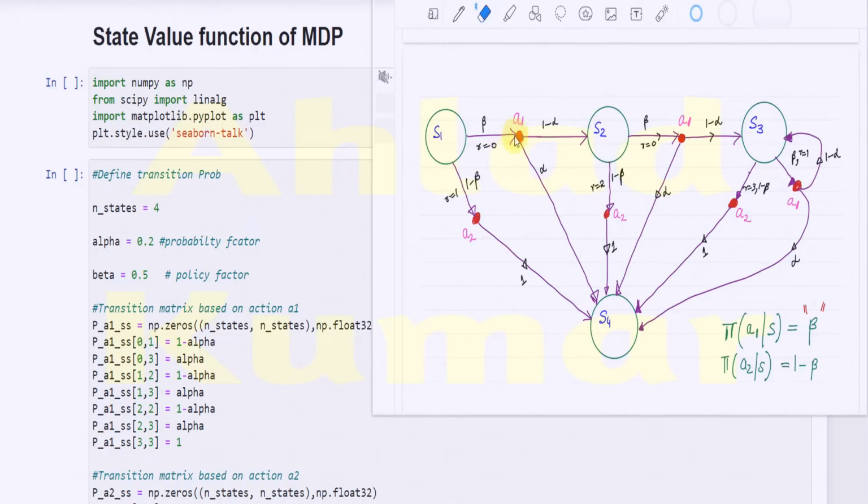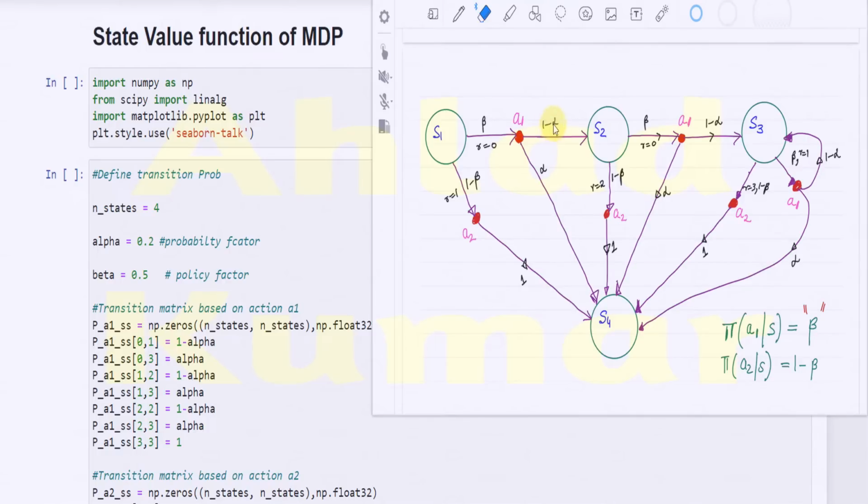Please note that here we have 4 states, and with these 4 states, the policy that we are taking is parameterized by beta, which is the policy factor. As you can see here, we are calling this the policy factor, so it's 0.5. And then we have alpha, which is the state transition matrix.